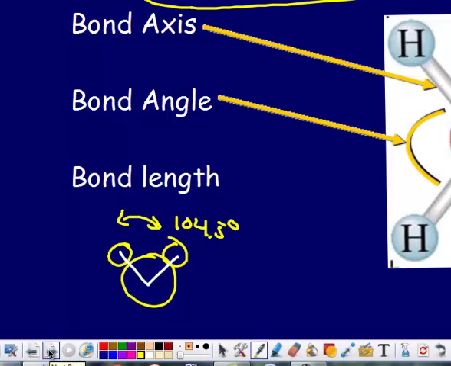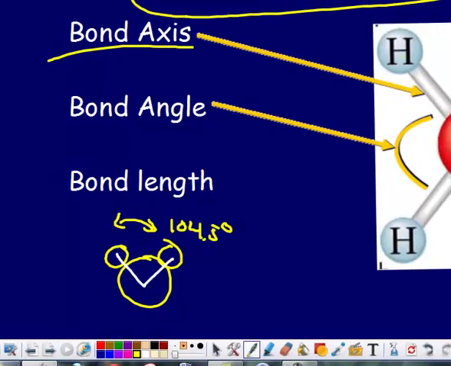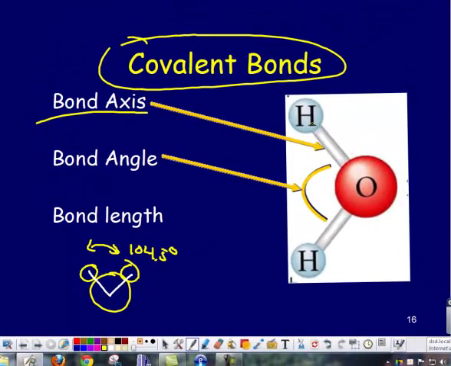All right, so here we have in a covalent bond, and this is going to lead us into our discussion of dot diagrams, bond axes, which is the distance between the atoms, the bond angle, which is obviously the angle between the atoms, and then the bond length. The distance between is the length. The axis is just the straight line between the atoms. So you measure the axes length and you measure the angle between the axes.